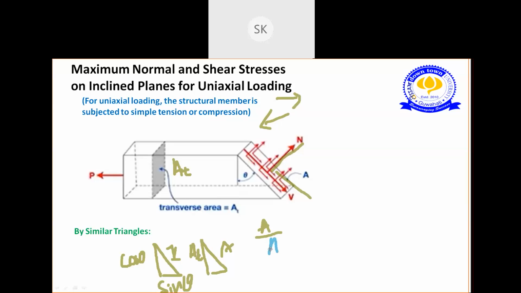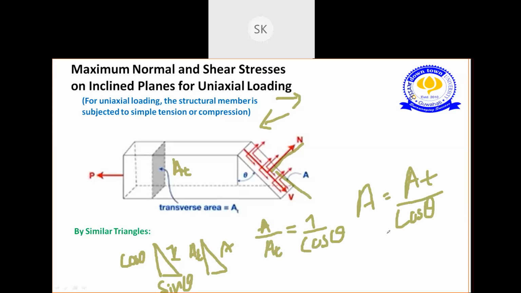A by AT, I can write, I can relate this: corresponding to A in the other similar triangle there is 1, and corresponding to AT, here we have cos theta. So what will be our A? This AT comes across by cross multiplication, so A equals AT by cos theta. Understood this much? How we got this? This is one equation we'll use later on. So our cross sectional area is AT by cos theta. Clear?